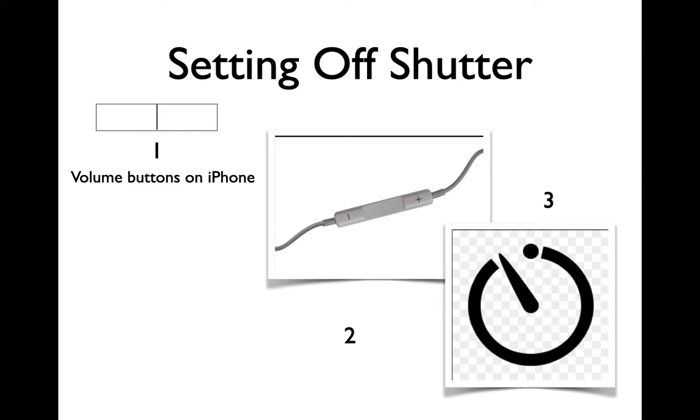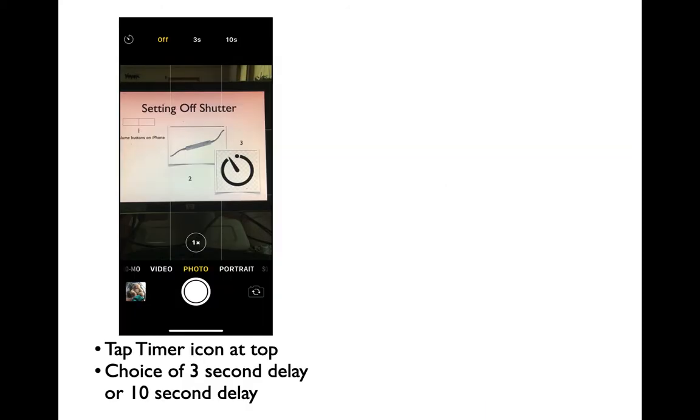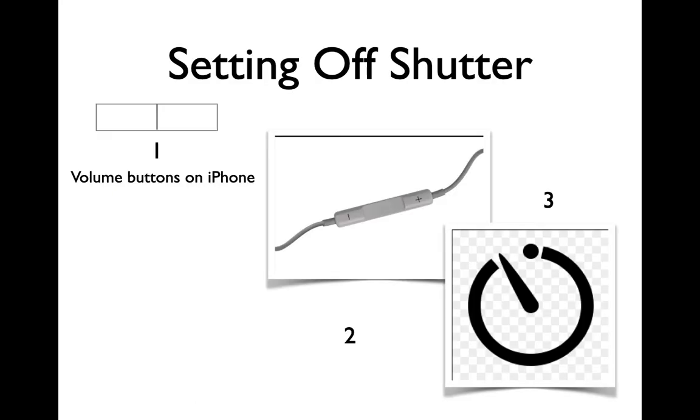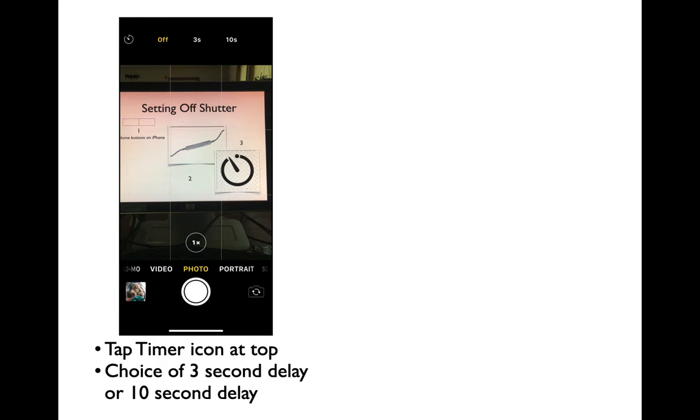Now, the older iPhones don't have a timer, but the newer ones, I think from 6 on, do. So how does that work? Well, you tap that icon that looks sort of like a clock on the top of the screen. And what will happen is you will see that the screen changes. And you will see it will say 3S and 10S. That stands for 3-second delay and 10-second delay.